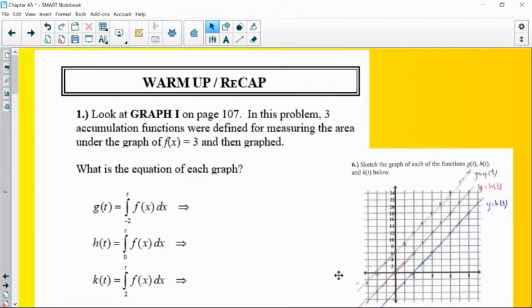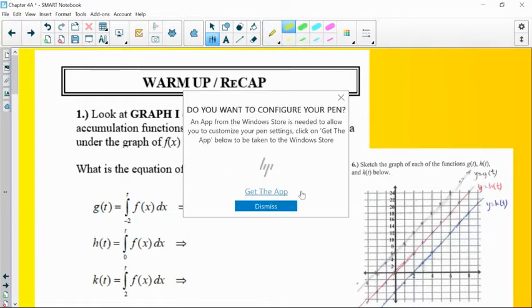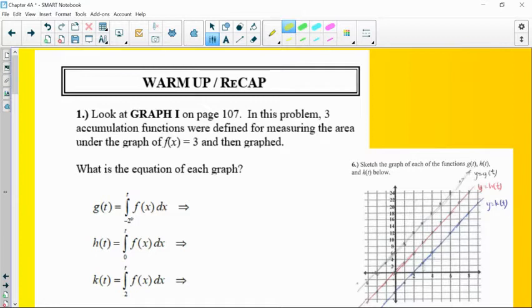For each of the accumulation functions, we're measuring area under the constant function 2, and they just had different starting points. I recap that here in our notes so that we can see that g of t started accumulating at -2, and so here was g of t. Then h of t started accumulating at 0, so there was h of t. And then k of t started to accumulate at +2, and so there's k of t.